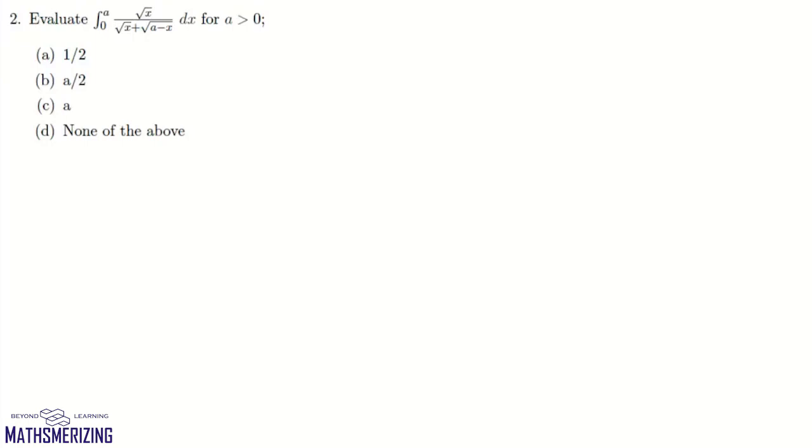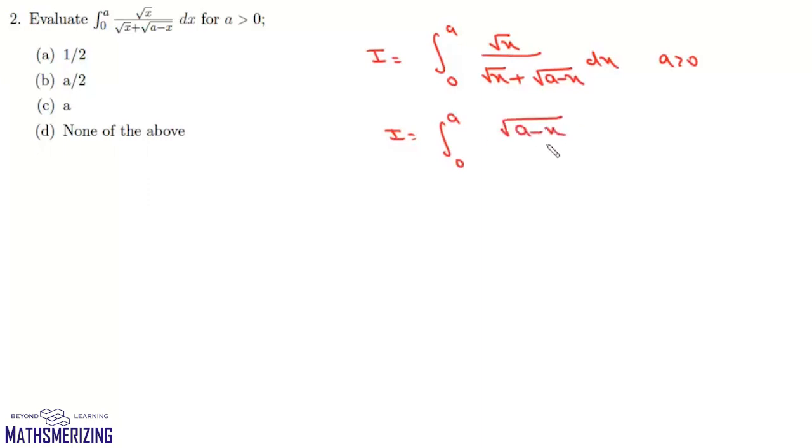Now question number 2 is, we'll need to evaluate this integral, which is I equals integration from 0 to a of under root x upon under root x plus under root of a minus x dx, for a greater than 0. Now we know that integral of 0 to a f(x) dx is equal to integral of 0 to a f(a minus x) dx. So we'll replace this x with a minus x. So we can write integral from 0 to a under root of a minus x upon, now this is under root of a minus x, and here it will be simply under root x dx.